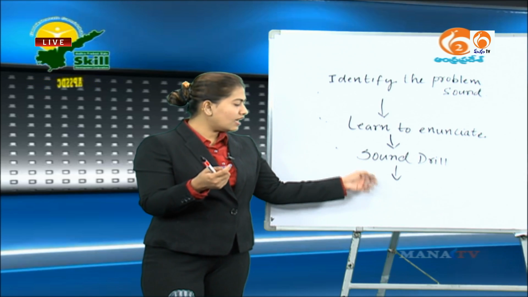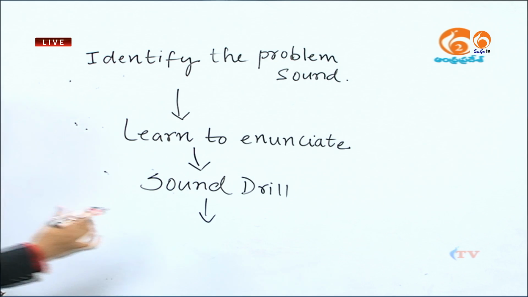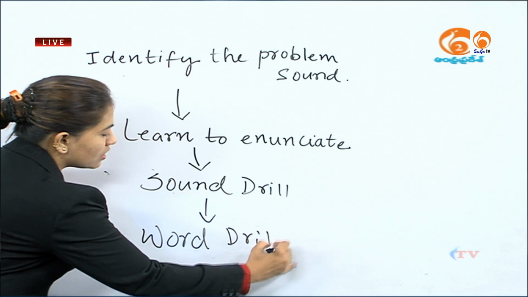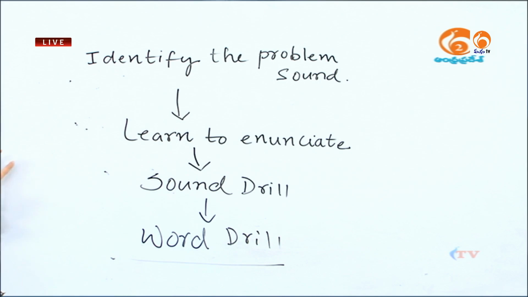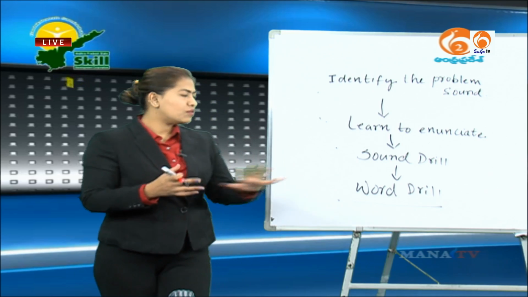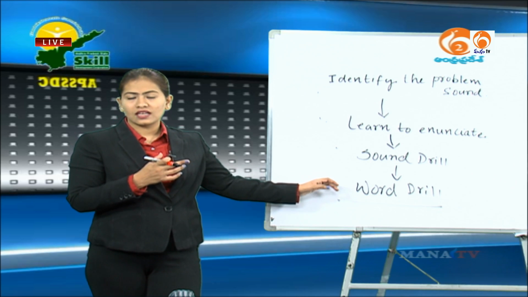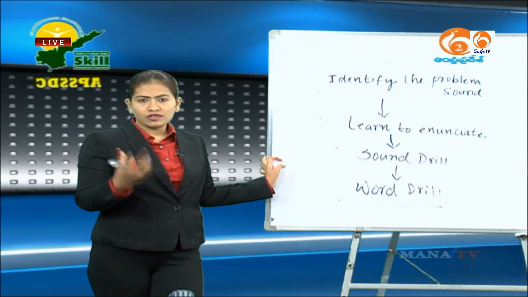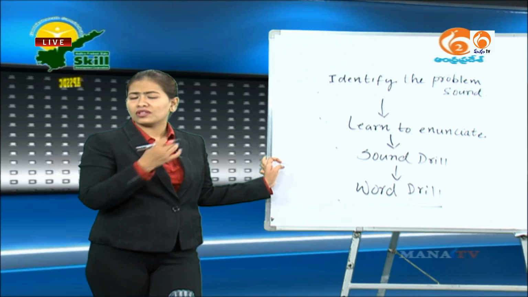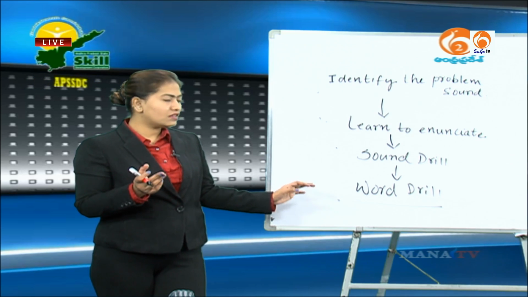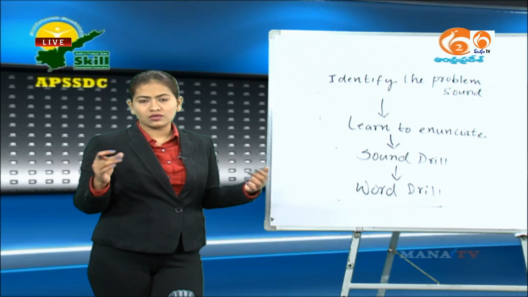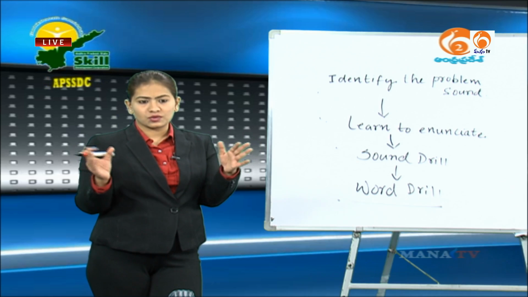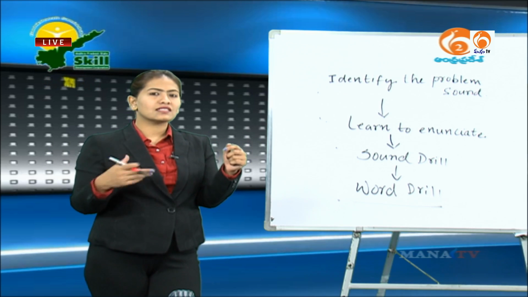So sound drill, and then what I do is word drill. So when I say word drill, all I mean is get all the list of words which have the zh sound in them and start repeating them. Treasure, measure, pleasure, visual, beige, casual, all these are the set of words. After word drill, you're supposed to do the sentence drill. All these set of words, you place them in sentences and start repeating them.